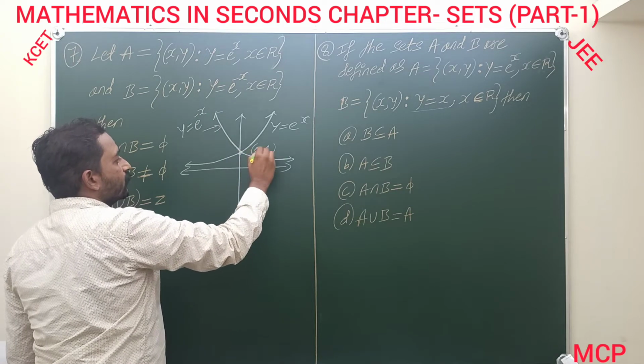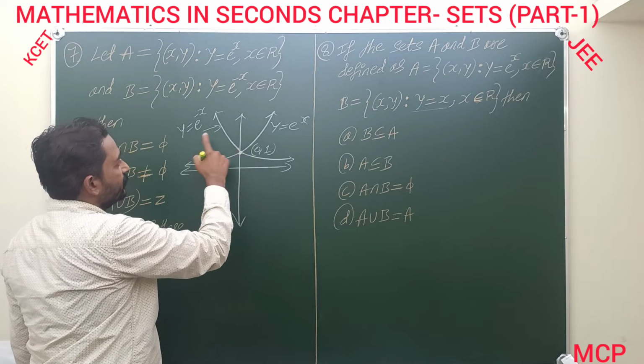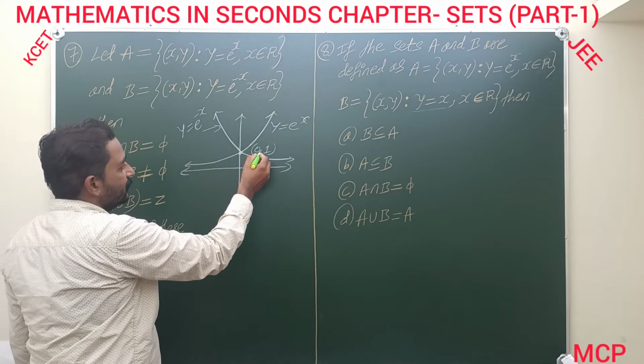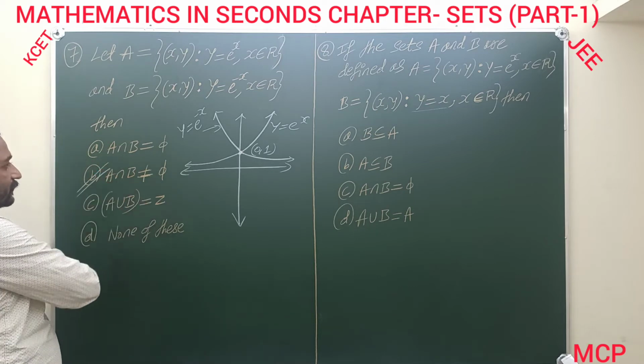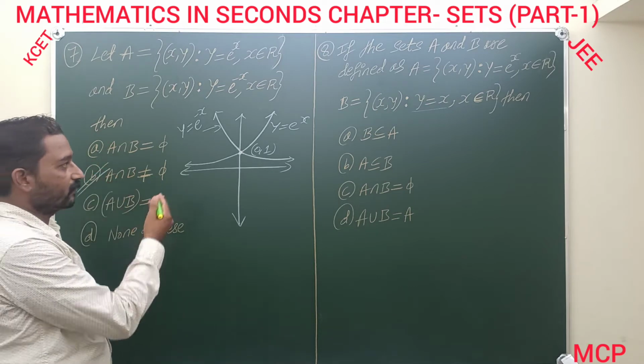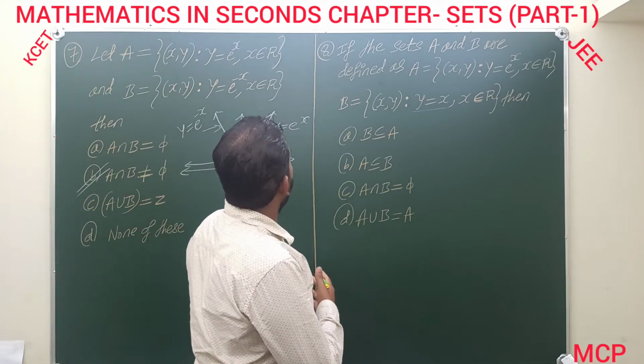Put x equal to 0, y becomes 1 in both cases. So the common element between these two equations is (0, 1). Hence A intersection B is not equal to the empty set. The answer to this question is easily identified by using the graphical method. Next, let us move on to question number 8.